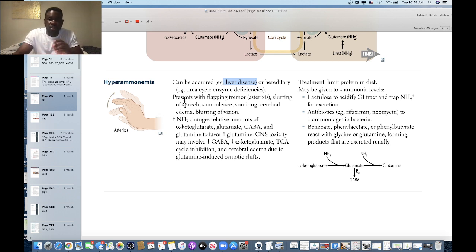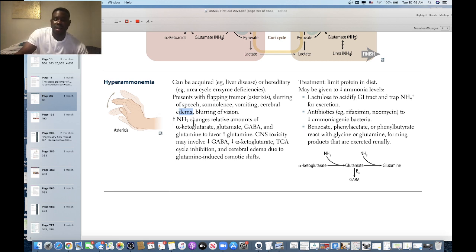They present with flapping tremors, hyperreflexia, and slurred speech. Their hands will be shaking, flapping. And then they have somnolence, like they are very sleepy because of encephalopathy. And then they have vomiting, cerebral edema, and also blurred vision.